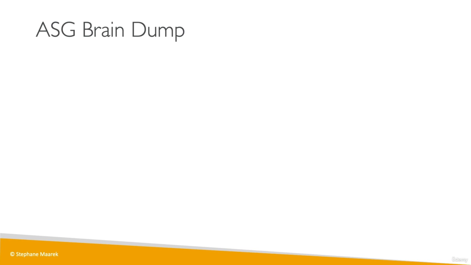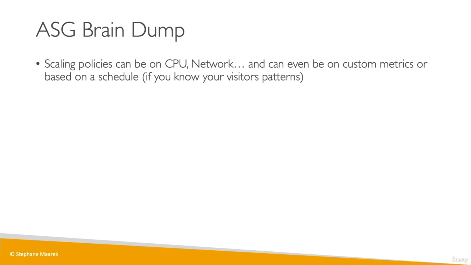So here's a small brain dump on things to know on your ASG. First of all, you can have scaling policies for your ASG, and they could be anything you want. It could be CPU, network, it could be a custom metric you define, or even based on the schedule if you know in advance how your visitors are going to visit, for example, your website. If you know they're logging in very early at 9 a.m., maybe you can be proactive and add more instances proactively before users arrive so they have a better experience.